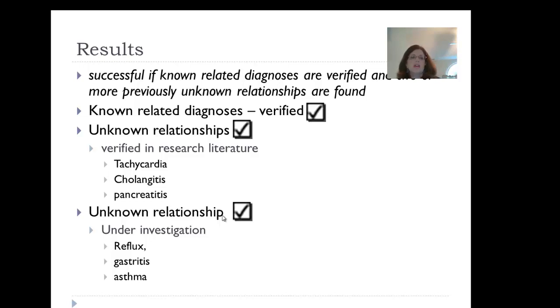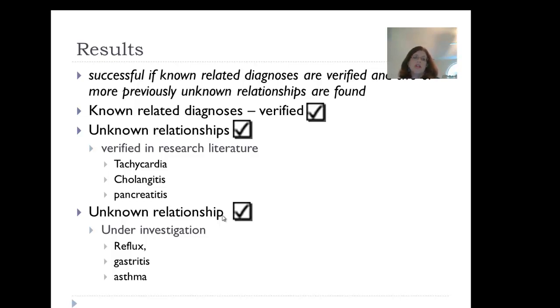But that does bring us to the unknown relationships. How do you define unknown? Well, we decided to look at it and say, if a patient or their family could find out about it from reputable sources, that's going to be a known relationship. And we're going to consider those conditions that involve other organs, like the heart or the liver, to be a type of unknown. Now, we found that tachycardia, cholangitis, and pancreatitis have been the subject of research studies about IBD and their relationship to those diseases, and they have been verified in research literature.